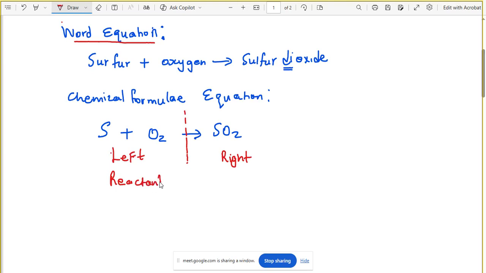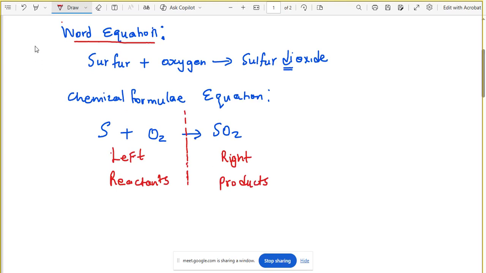You understand that? Yes. And the chemicals on the right side of the arrow, we call them the products. So if I ask you, what are the reactants in this chemical formula equation? We're going to say sulfur and oxygen are my reactants. You understand? Yes. Okay. Then when I ask you, what is the product? You're going to say sulfur dioxide. Are we good?